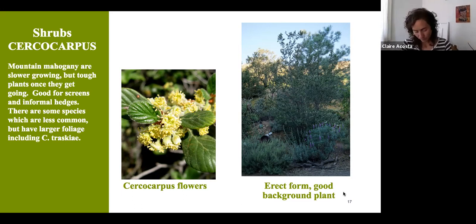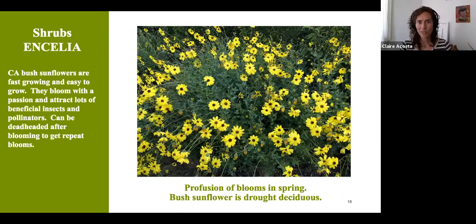Encelia, California bush sunflower. These are great fast growers. They're nice to have, especially one or two in there, because other things grow slower. Having one to fill the space, like I was saying early on, the garden's kind of a mulch garden the first year or two. So having an Encelia, they fill the space pretty quickly.